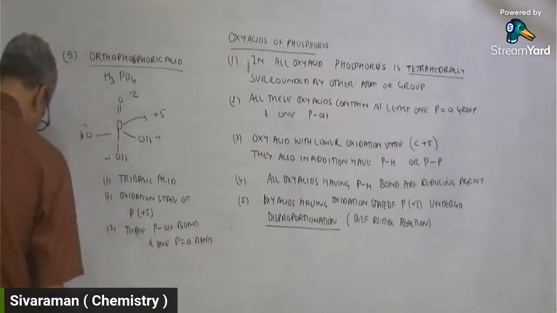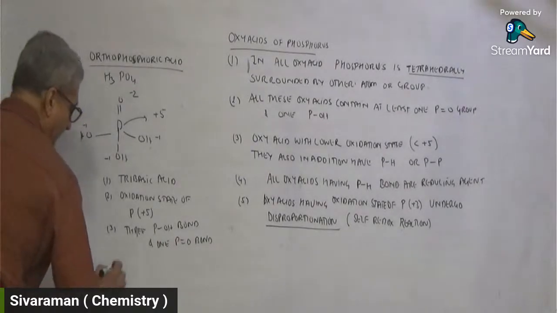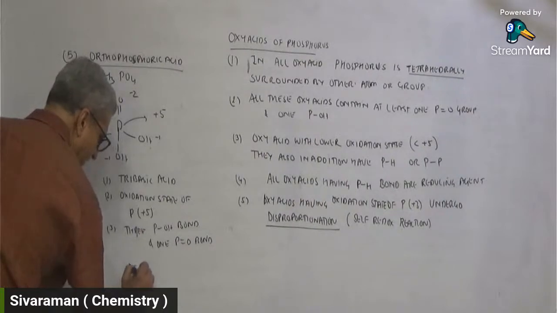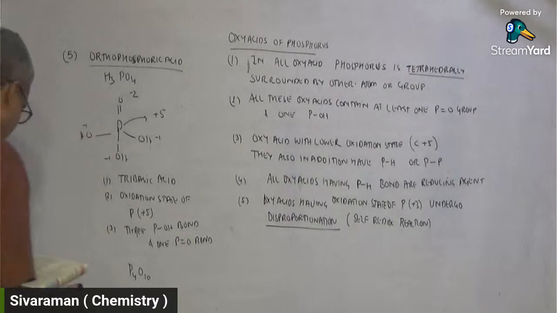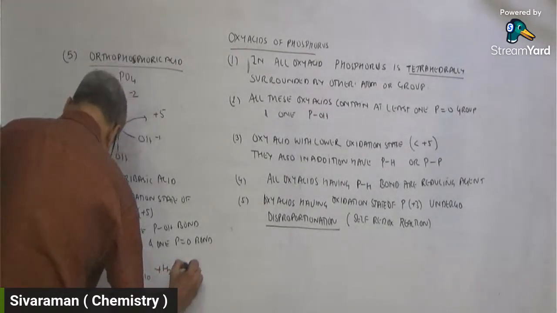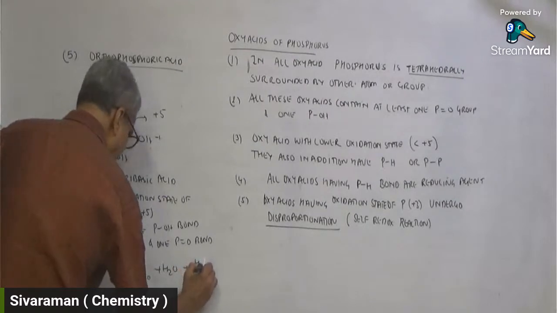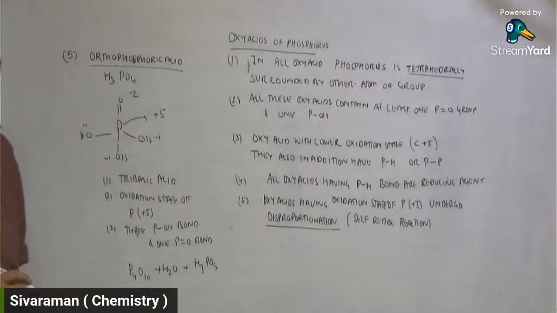Then what do we have? How is it prepared? Now, this is very important. Simply by reaction of phosphorus pentaoxide, P4O10. P2O5 is phosphorus pentaoxide, which exists as a dimer. Just dissolve it in water, H2O, and what do you get? You get H3PO4.